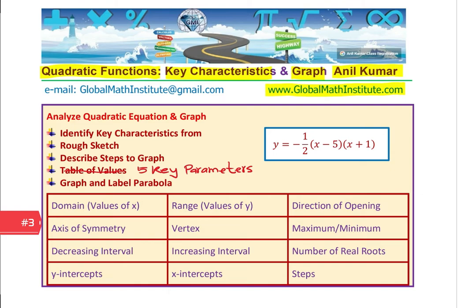Normally, you must have seen these key parameters: domain, range, direction of opening, axis of symmetry, vertex, maximum or minimum, decreasing interval, increasing interval, number of real roots, y-intercepts, x-intercepts, and steps to graph. But here we are using key parameters instead, and we'll say where the function is positive and where the function is negative. So that is another parameter which we are going to look into.